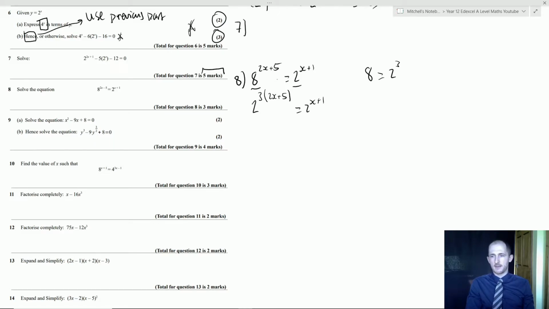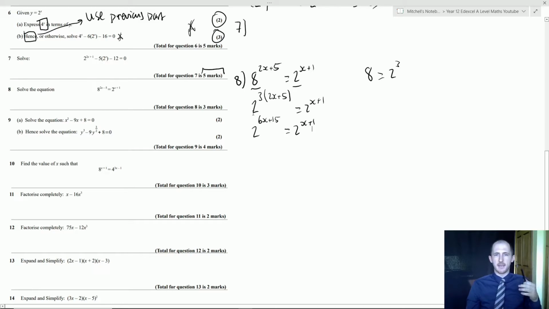Now let's expand. 3 times 2 is 6, include the x. 3 times 5 is 15. Equal to 2 to the power of x plus 1. Wonderful. So what is this telling me? Bear in mind, you can do these questions in basically 3 main steps. The first step, make the bases the same.